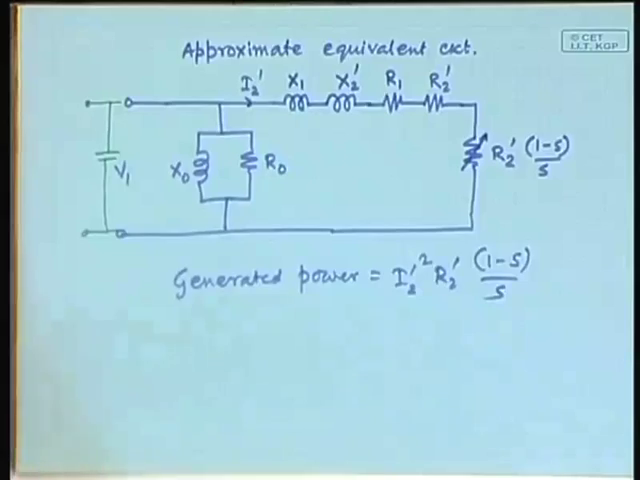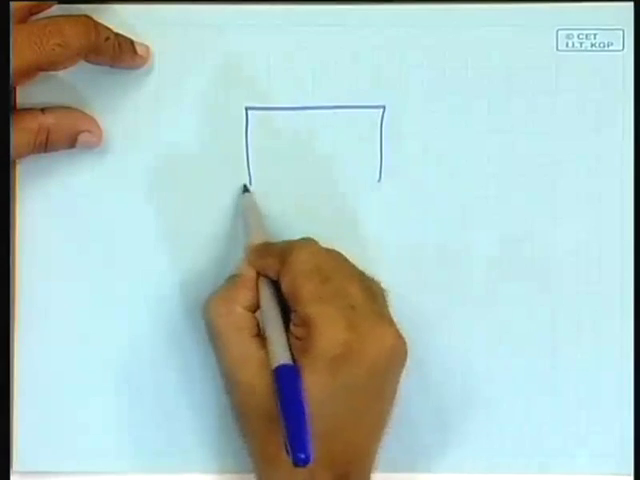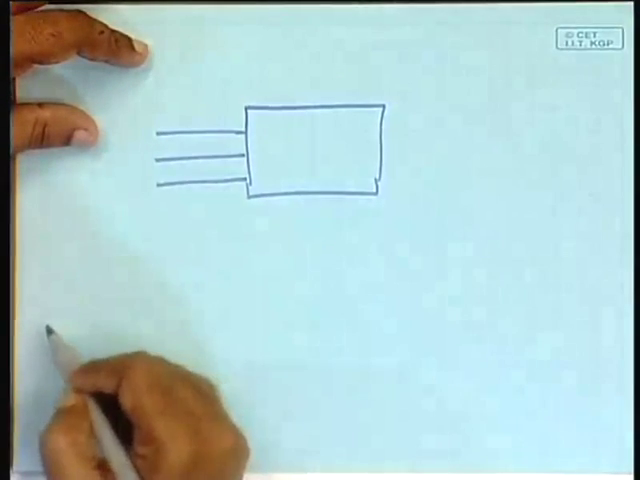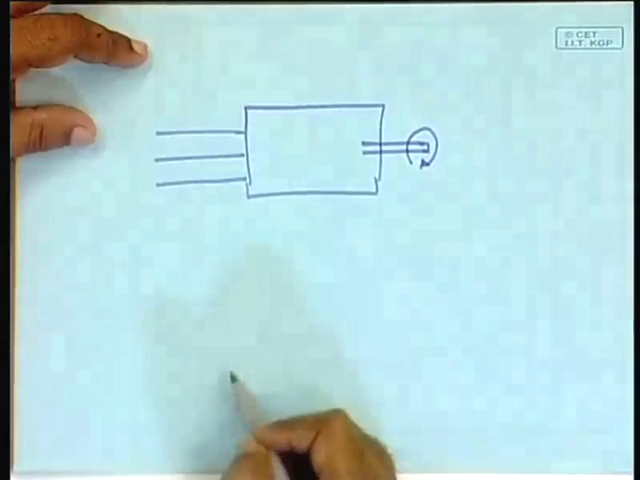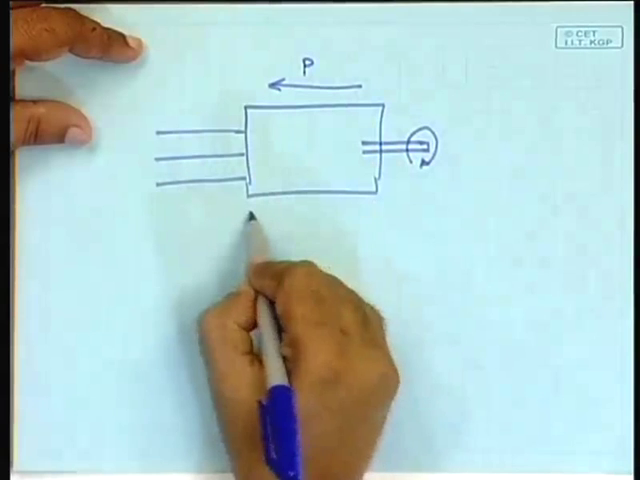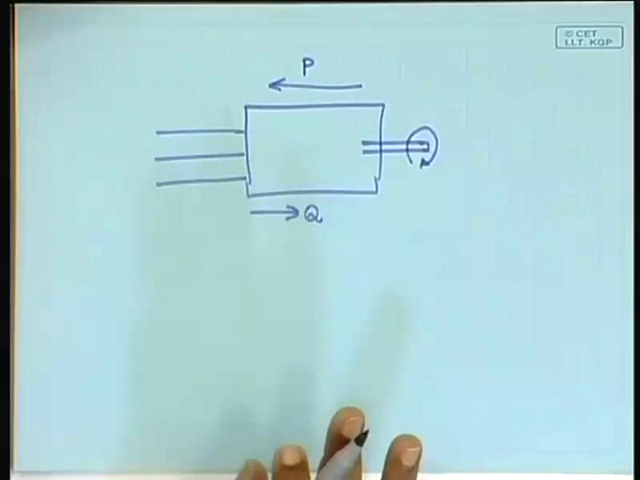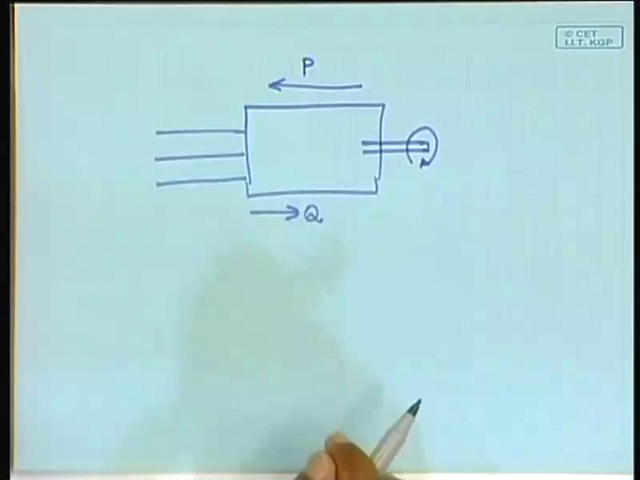Okay. So one important thing to remember is that if you consider the induction machine as a black box connected to a three phase line, and here is a shaft that is being rotated, then it is important to remember that the active power flows like this and the reactive power flows like that. This is unique to the induction machine, the induction generator.